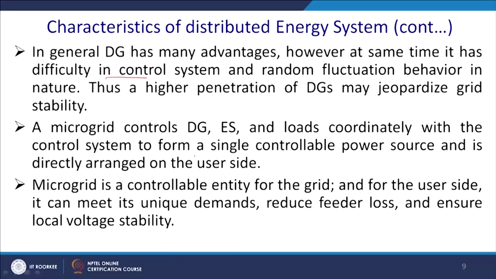Thus, higher penetration of DGs may jeopardize the grid stability. That is because it downgrades the inertia. More and more penetration of solar inverters will bring down the level of inertia in the grid. Microgrid controls DG, ES and the load coordinately with the control systems, forms a single controllable power source and is directly arranged on the user side. So, that is one of the aspects.